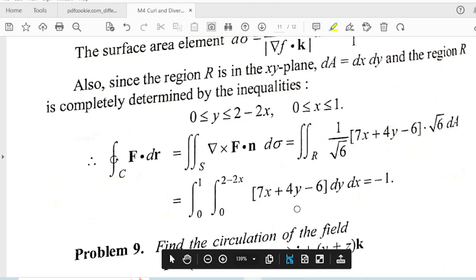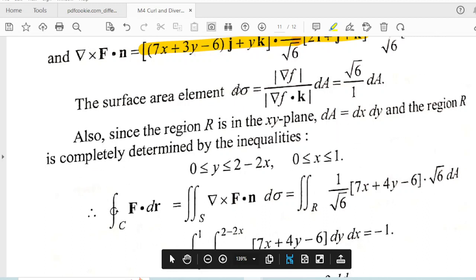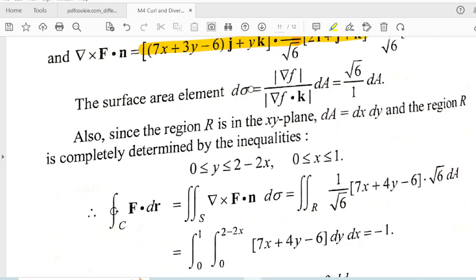So now we have a surface area element. We will be discussing surface area in other classes, as in the previous ones.